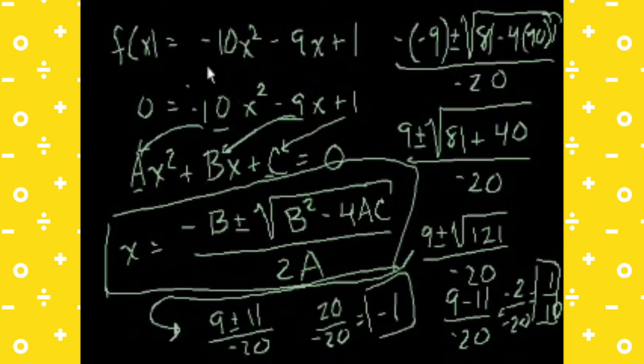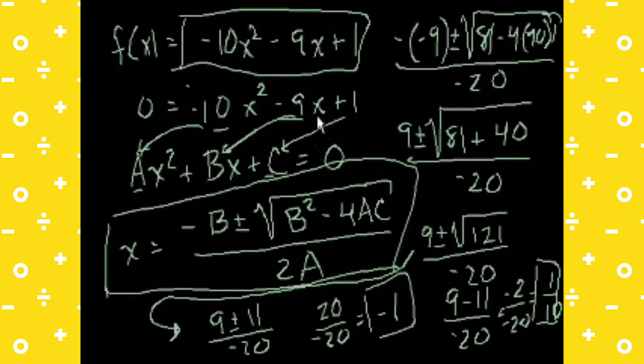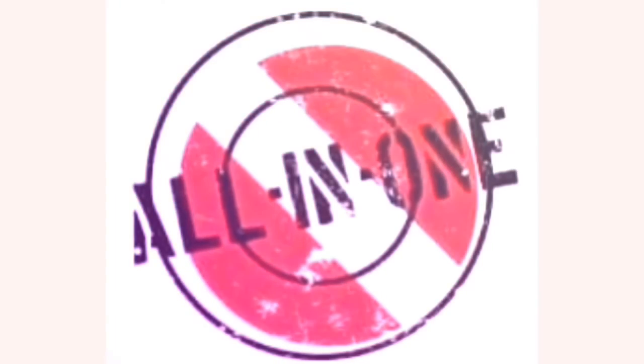So if we were to graph this equation, we would see that it actually intersects the x-axis, or f of x equals 0, at the points x equals negative 1 and x equals 1/10. I'm going to do a lot more examples in part 2 because I think, if anything, I might have just confused you with this one. So I'll see you in part 2 of using the quadratic equation.